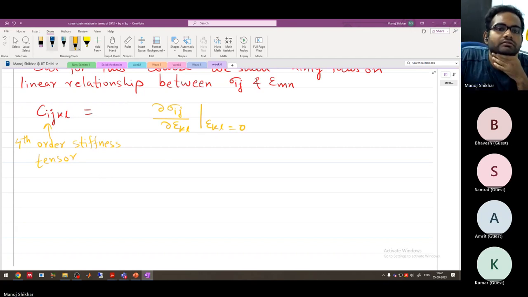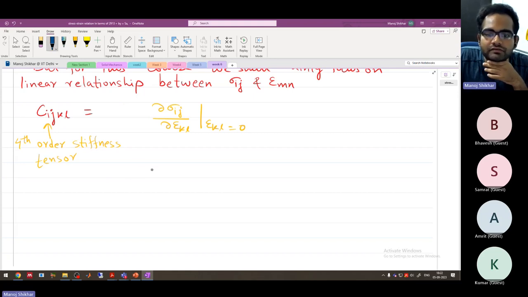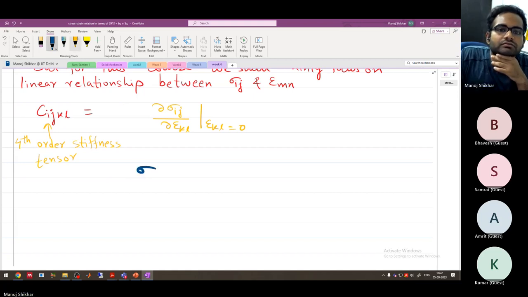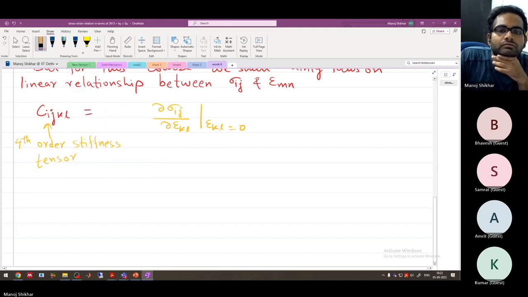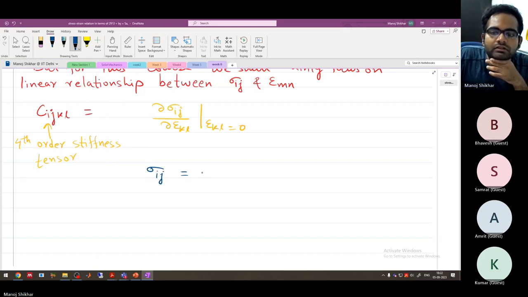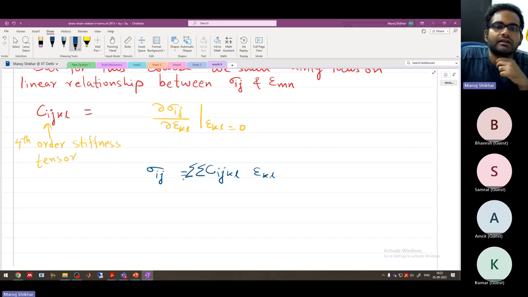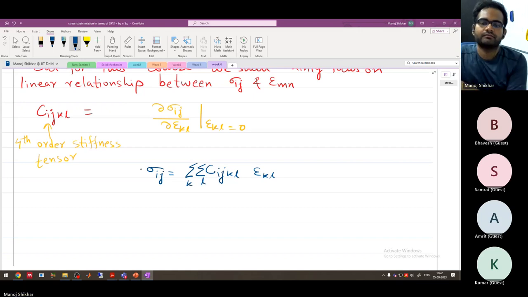And the final expression which we get is sigma ij equal to Cijkl epsilon kl. And you can see that k and l are repetitive indices, also known as dummy indices. So there will be summation over k as well as l.